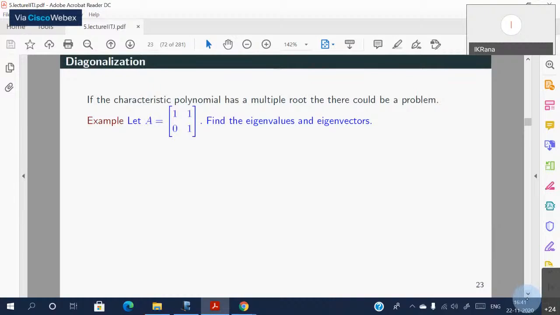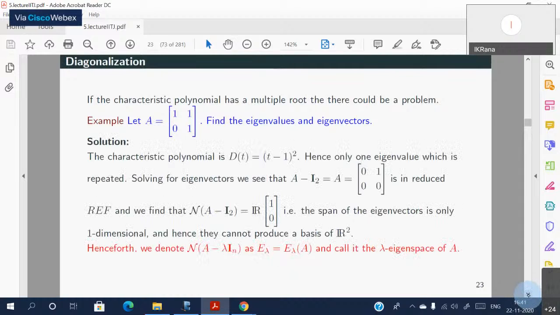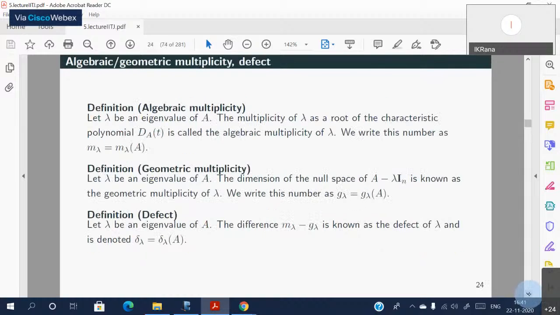So again, an example for the time being. I'm already slightly behind time. Let us look at this concept. Lambda is a root of the characteristic polynomial. The root may be repeated. So that is called the algebraic multiplicity of the eigenvalue.